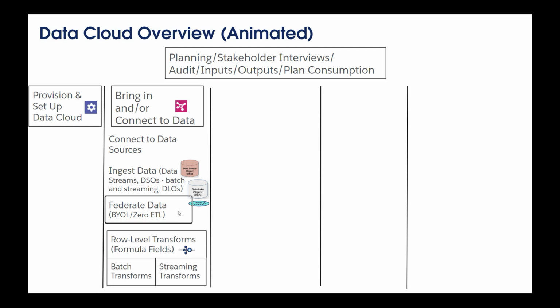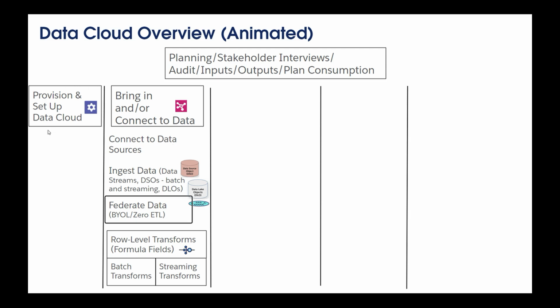And then we can do some transformations, and we have 3 different tools for transforming. We can do row-level transforms with formula fields. We can also do batch transforms, and there's a graphical user interface to set up those batch transforms. Or we could do a streaming transform, which is more of a SQL query.